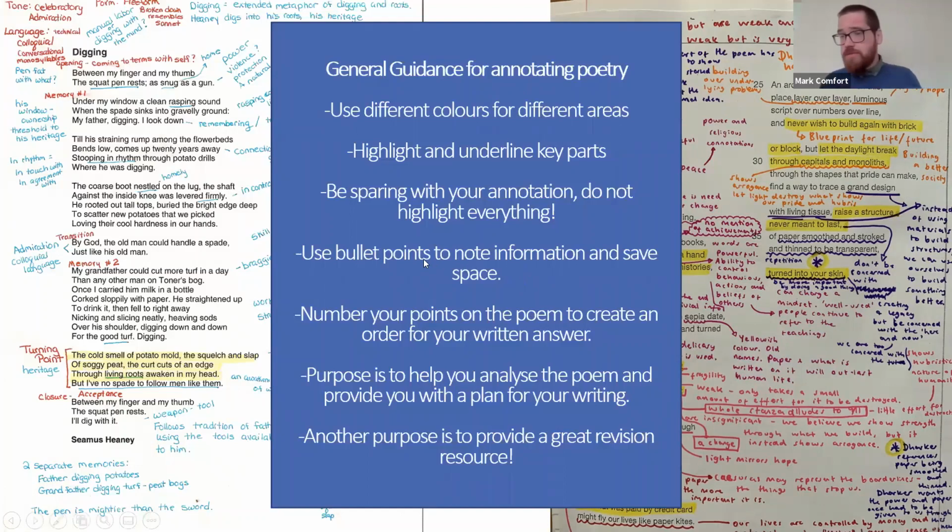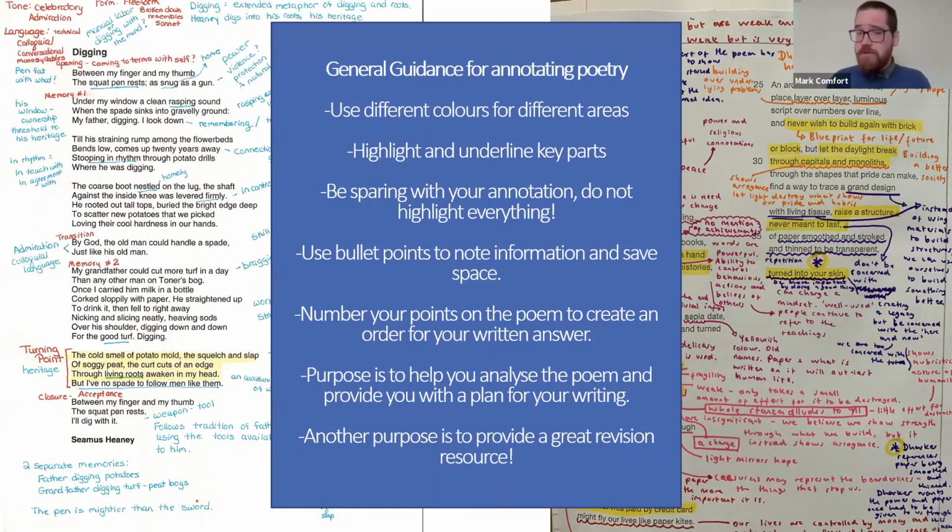So use different colors for different areas so that you can quickly see where the key parts are. You can highlight and underline any key parts that you want to talk about. Be sparing of the annotation. Don't highlight everything for the reasons I just gave, because it becomes messy and you can't see what it is you want to talk about.